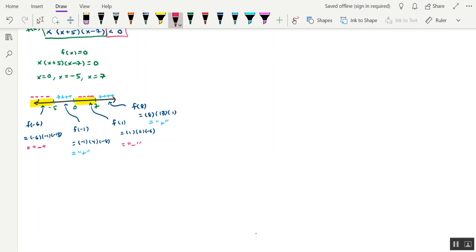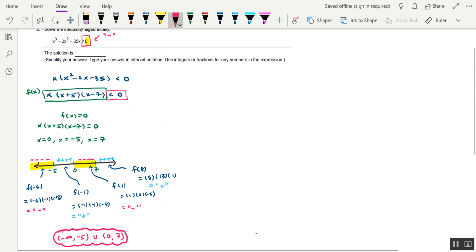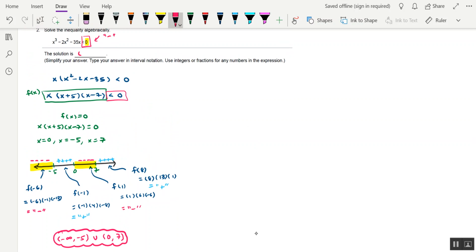So at long last, we'll go ahead and write out our solution in interval notation: parentheses negative infinity, comma negative 5. And I'm not going to include the negative 5 since there is no bar underneath the inequality symbol. I'm going to union this with parentheses 0 and 7, and similar reasoning for why there's a parenthesis around 0 and 7. So you would type it in just like that: parentheses negative infinity, comma negative 5, union, parentheses 0, comma 7, parentheses. And there we have it.